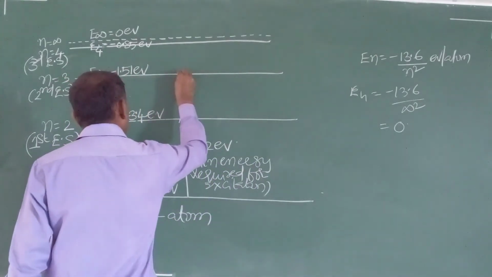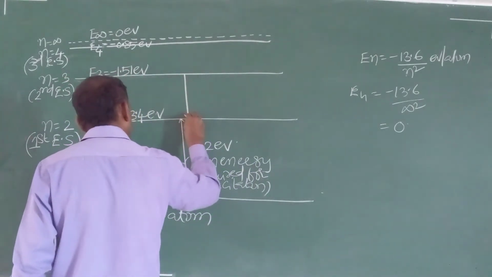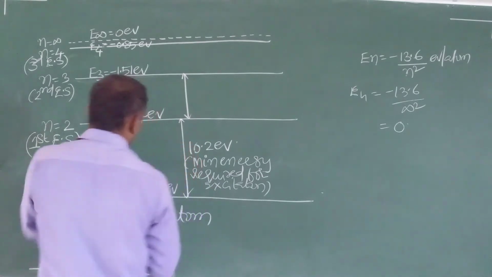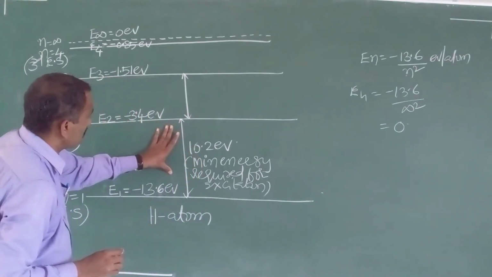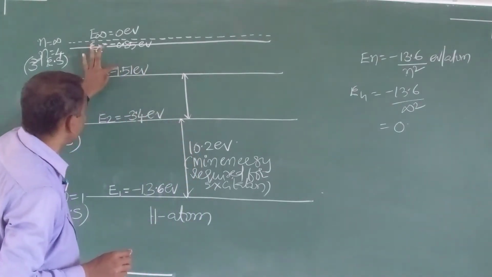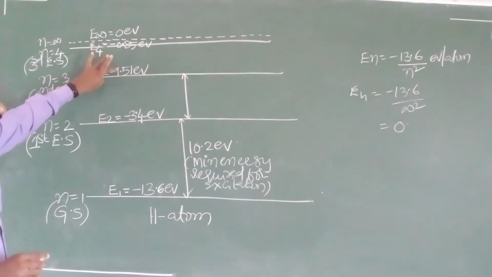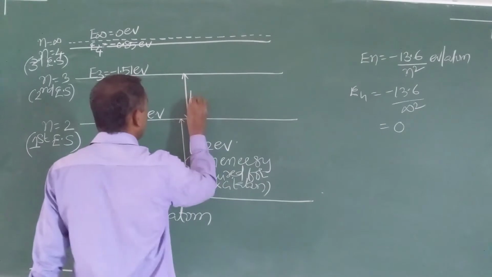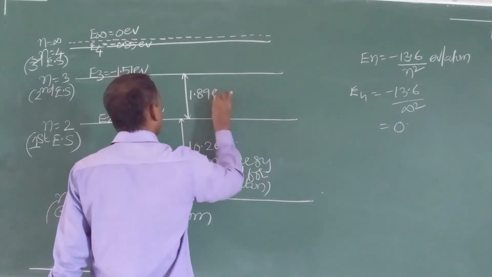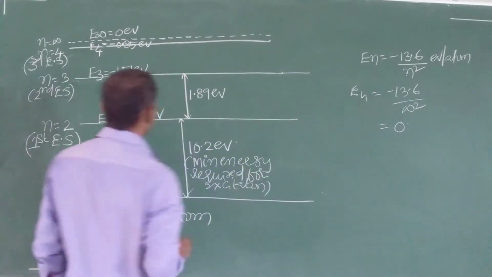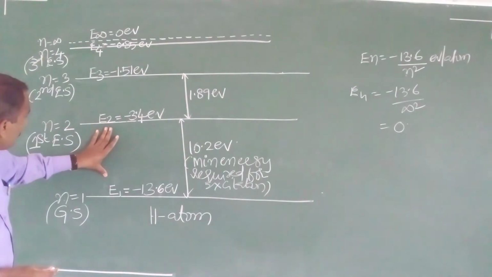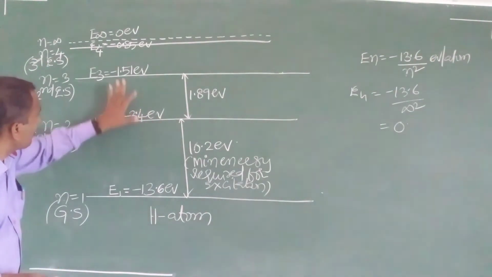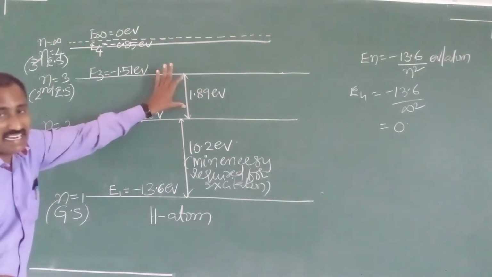Next, if you are considering this difference, the first two successive orbits' difference is 10.2. This difference, this minus this, minus 1.51 minus of minus 3.4, if you calculate, you will get 1.89 electron volts. So between the first and second orbits the difference is more. Between the second and third the difference is less.